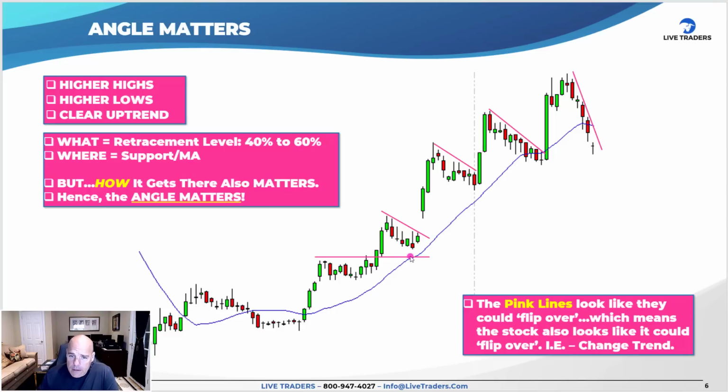So we have that pullback. We're at or near the rising moving average. We're probably at about a 40-ish% retracement. Now, is this the cleanest pullback? No, there's topping tail, topping tail. Here's kind of a trigger right there. But what is still intact? Talk to me. It's the most important thing we have right now. What's still intact? One word answer. What is still intact? Think about it for a second.